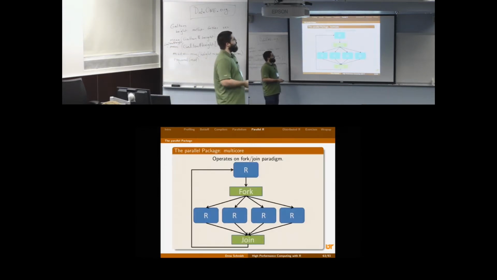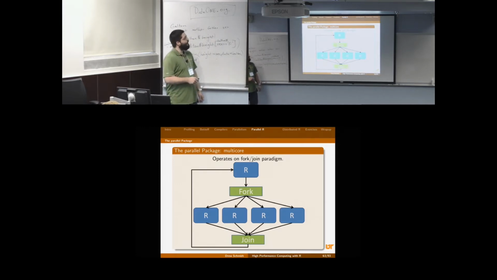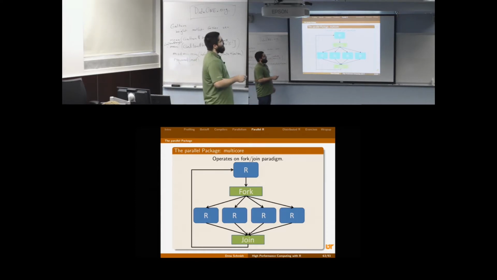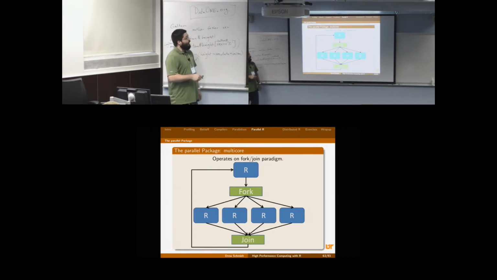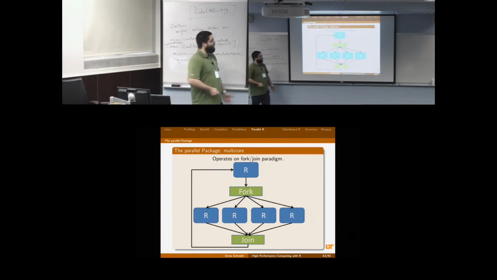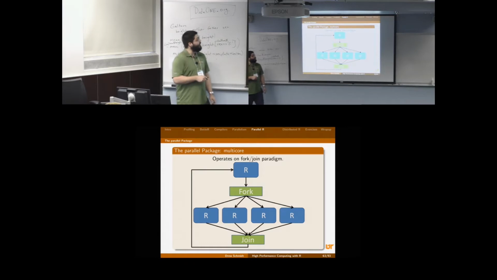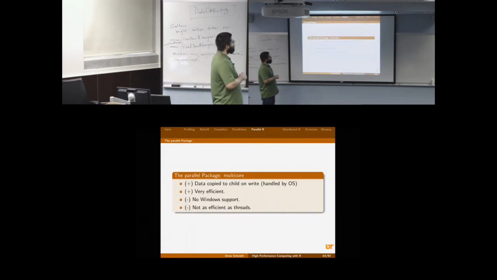So the parallel package operates on a fork-join paradigm, which is pretty much what it sounds like. If you're doing stuff inside of there in parallel, you fork the R process, which creates some other R processes. It will copy data on write, which is managed by the operating system and is fairly efficient. If you're not modifying data, no copy will take place between the forks. Then when they're done, they'll join up and go back to the original.